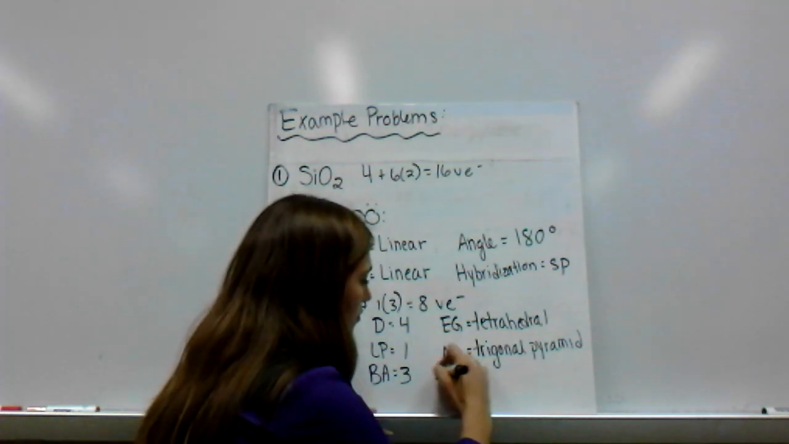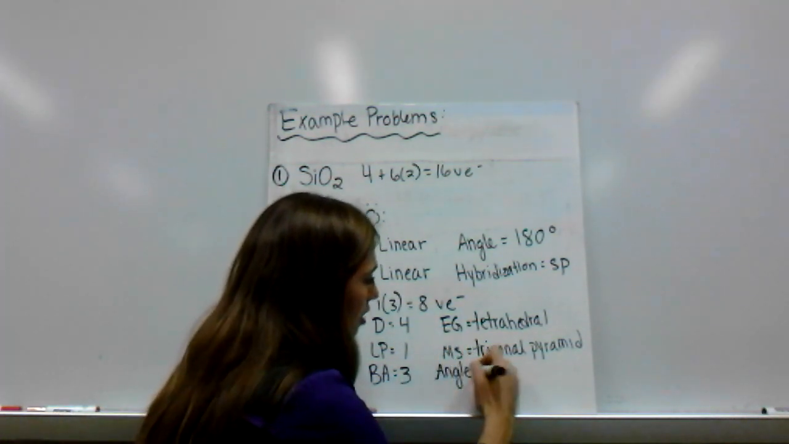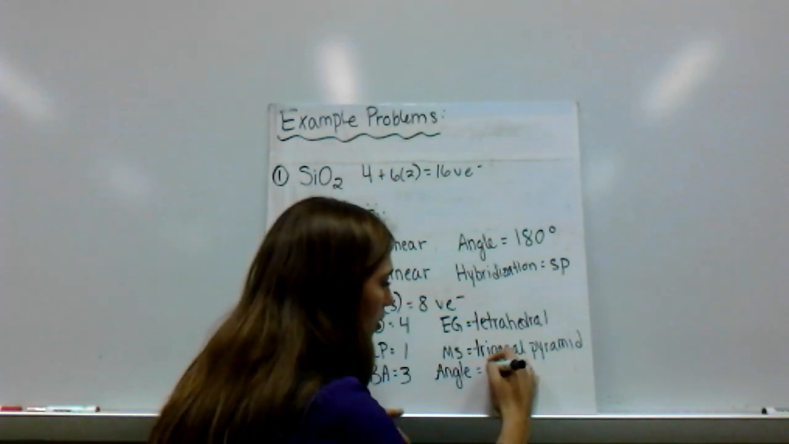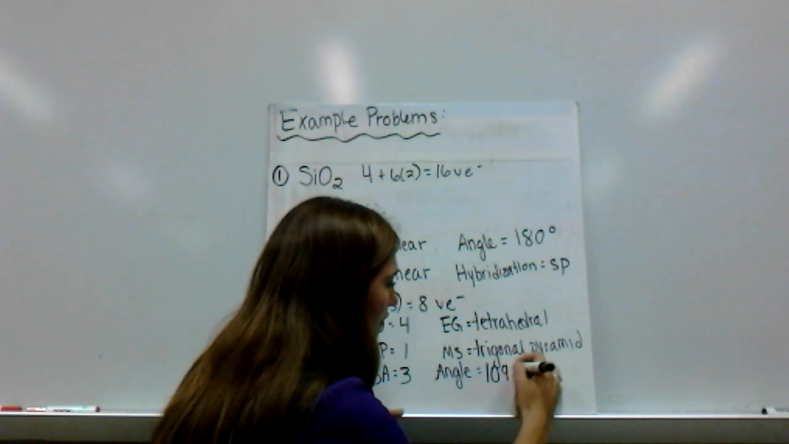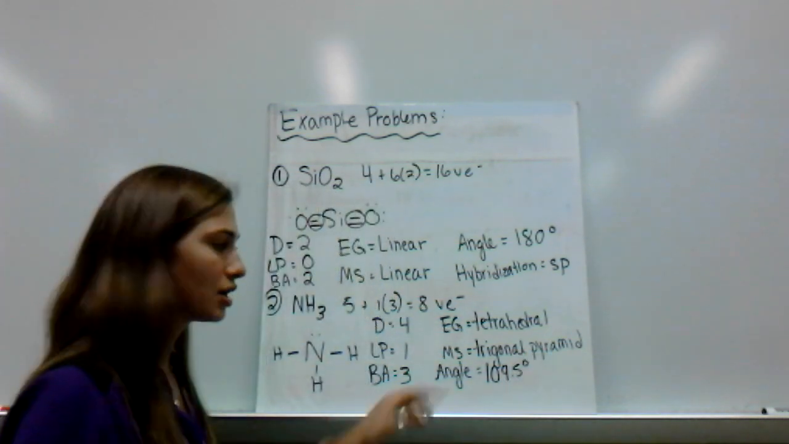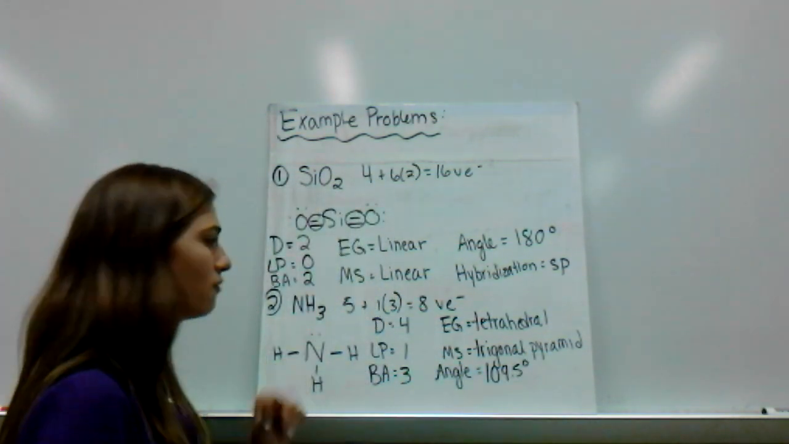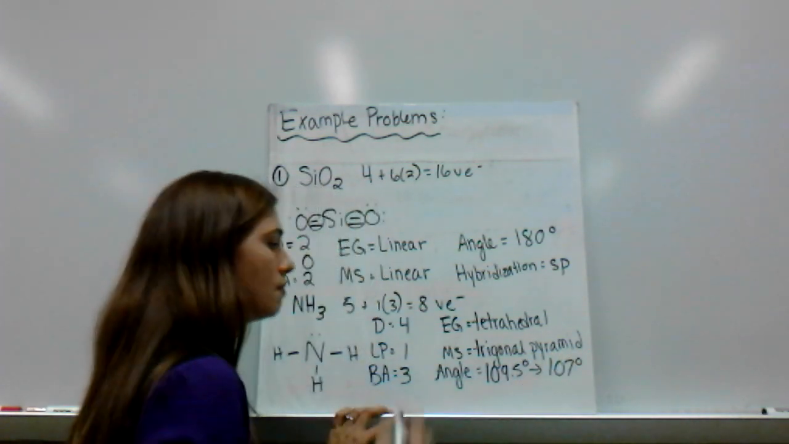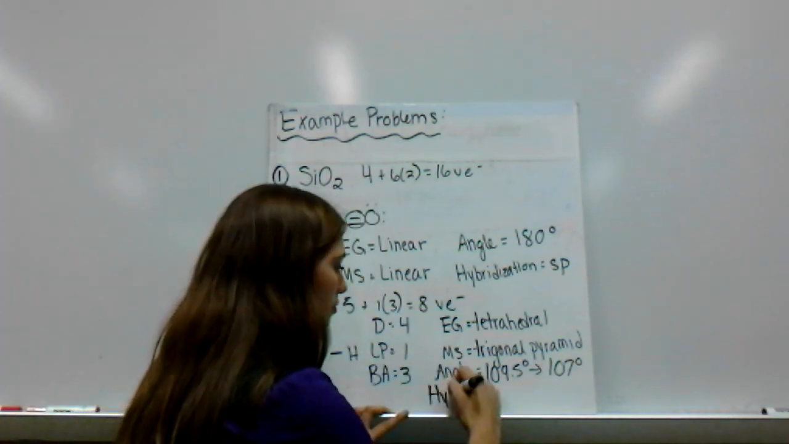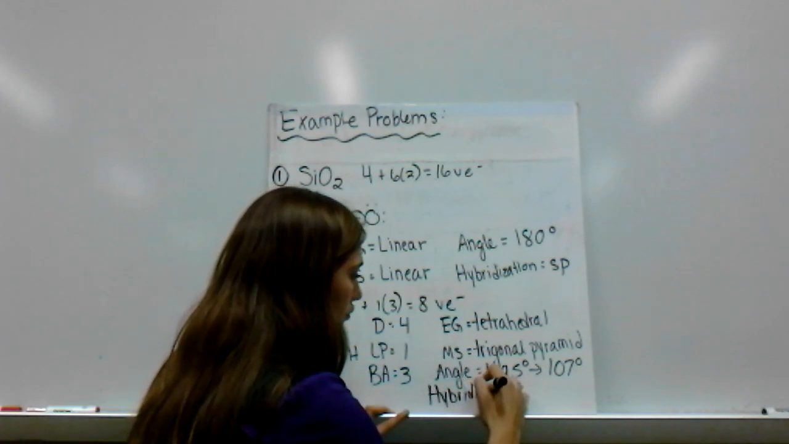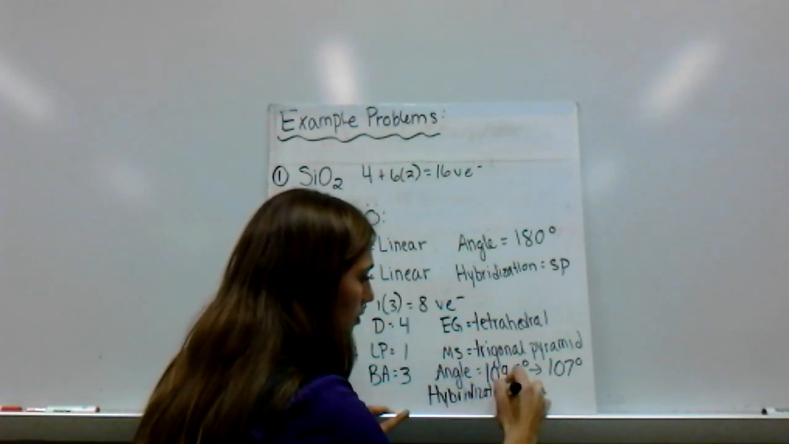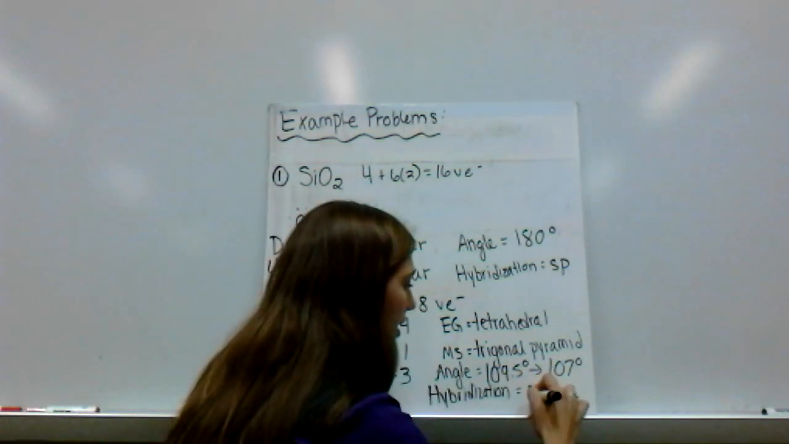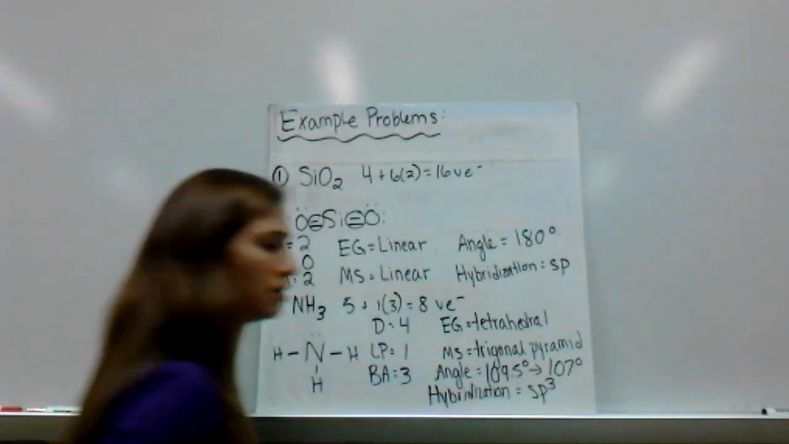Okay. So then we're going to have our angle. And we have 4 domains. It's going to have an angle of 109.5. And if we wanted to be fancy, we could subtract 2.5 because we have 1 lone pair. So it would really be 107, okay? And our hybridization is, we have 4 domains, so it's going to be sp3.